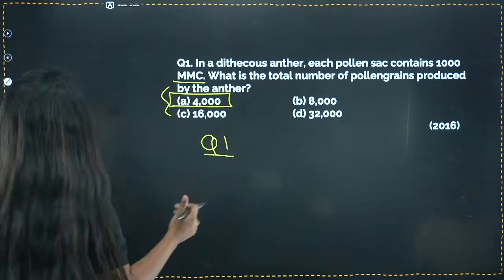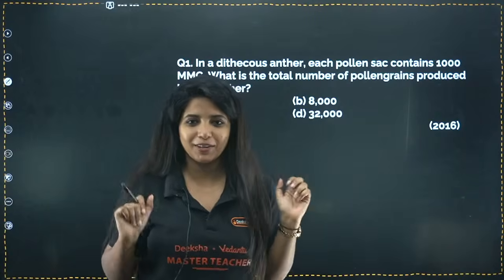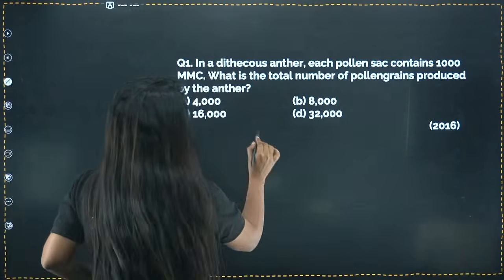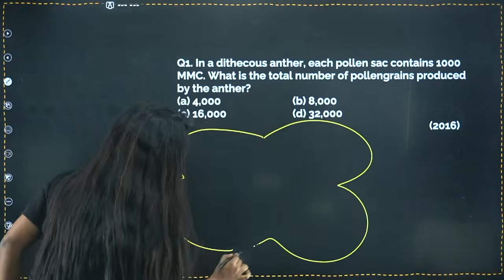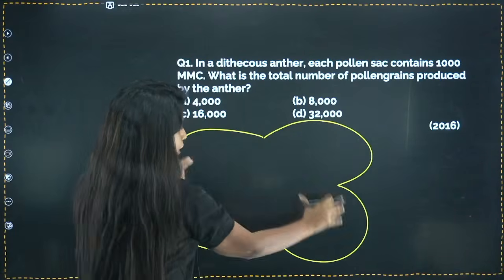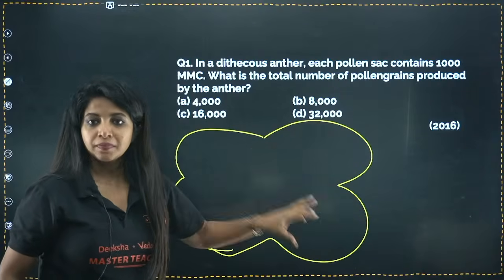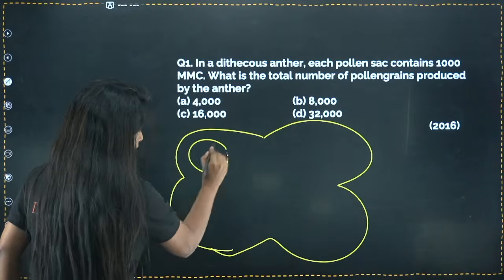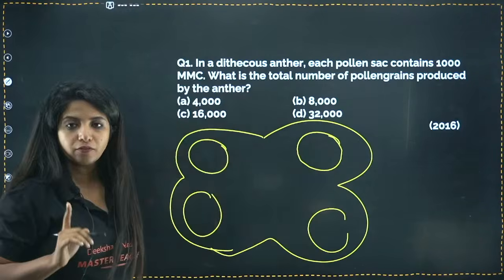Let me try to solve this question then. Since you guys have a difference of opinion, I have to try it by myself. First of all, think of the anther. Every time an anther-based question comes, make the diagram of your anther in your brain itself. In the anther, how many things are there? 1, 2, 3, 4. Dithecous: 2 theca here, 2 theca here, and pollen sacs are 4 of them, 1 in each.